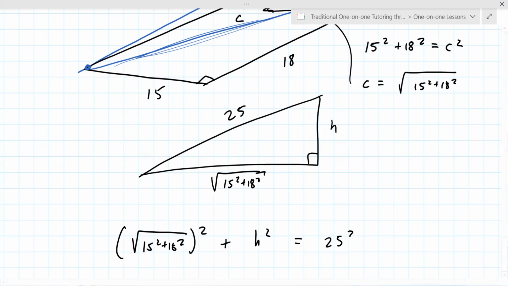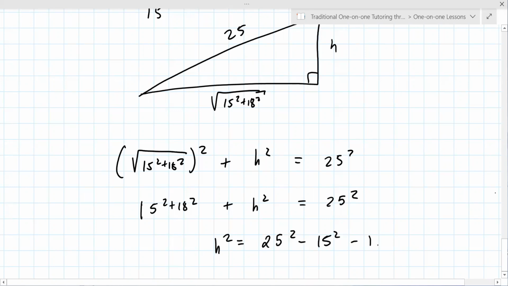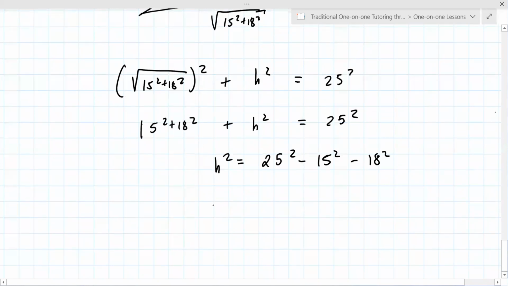I see. So how do you solve this? Okay, like what does the square do to the square root? Well, it unsquares the square root of 15 squared plus 18 squared. Okay. So H squared is equal to 25 squared minus 15 squared minus 18 squared. And then H you get by taking the square root of all that.